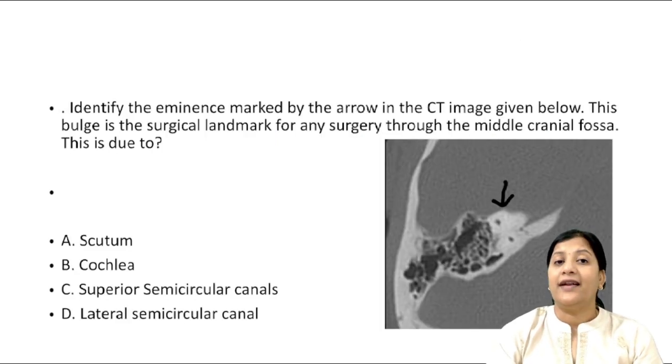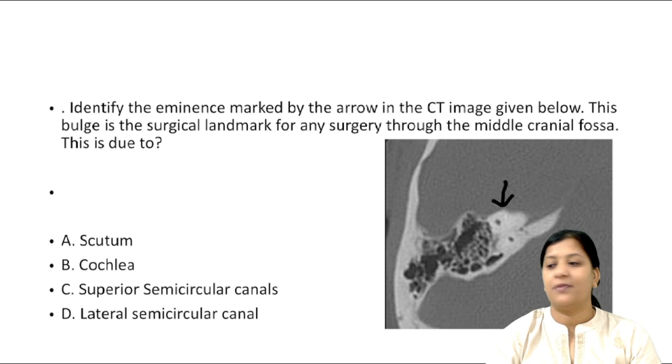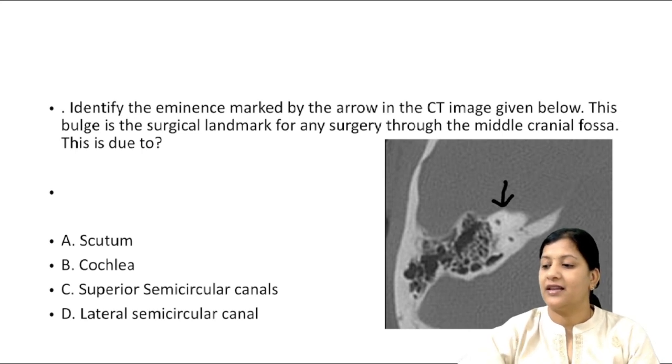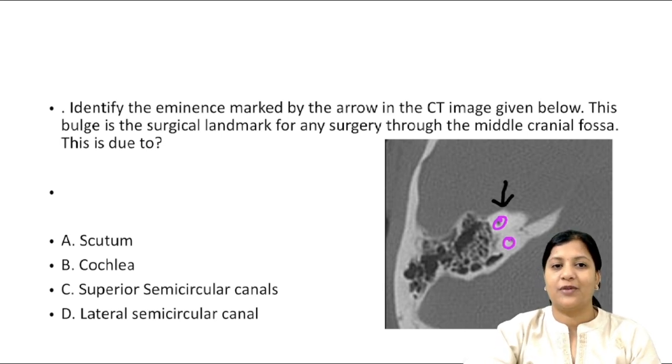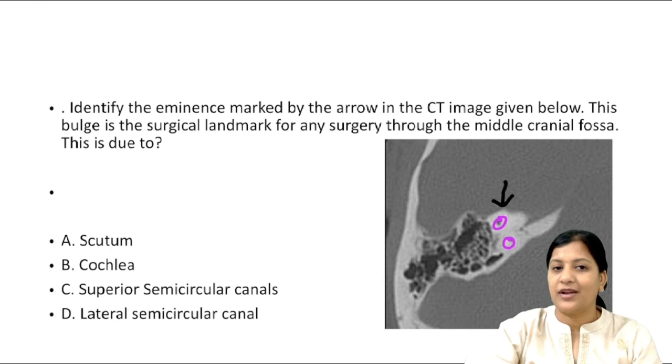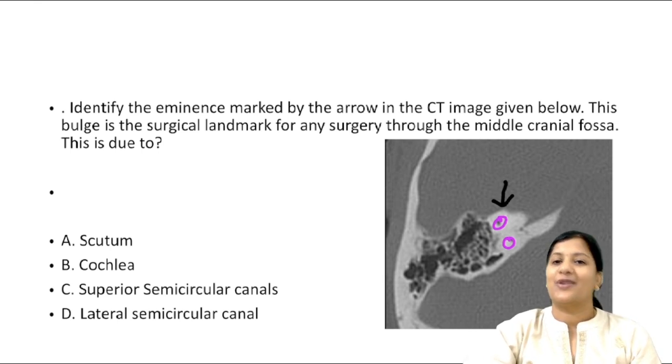Okay, now identify the structure shown by the arrow in the CT image given below. The bulge is the surgical landmark for any surgery to the middle cranial fossa. This is due to, so they are giving you something very peculiar. You can see here there is a snake eye appearance. There are two dots on the petrous part of the temporal bone. This is due to scutum, cochlea, superior semicircular canal, or the lateral semicircular canal.